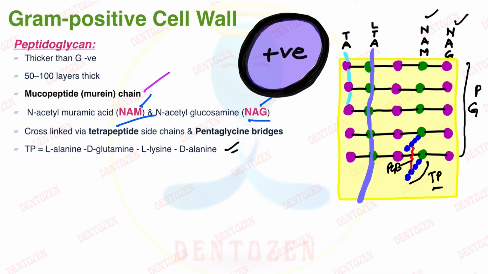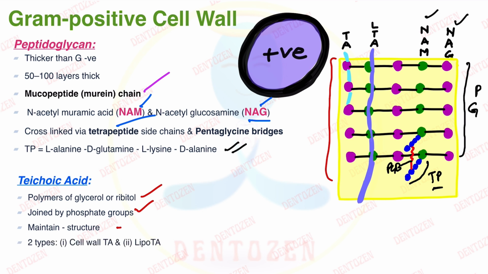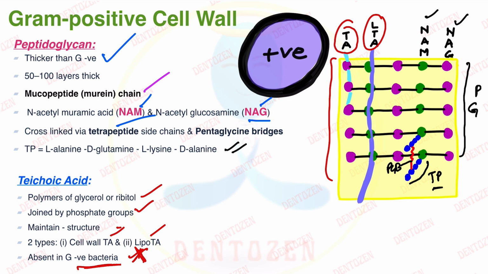Then what about teichoic acid? Teichoic acids are polymers of ribitol or glycerol. They are joined by phosphate groups and they maintain the structure of this cell wall, and they are of two types: cell wall teichoic acid and lipoteichoic acid. Now, an important point here is that these teichoic acids are absent in gram-negative bacteria. Very, very important point. So, two differences: peptidoglycan is thicker here, and teichoic acid is present here.